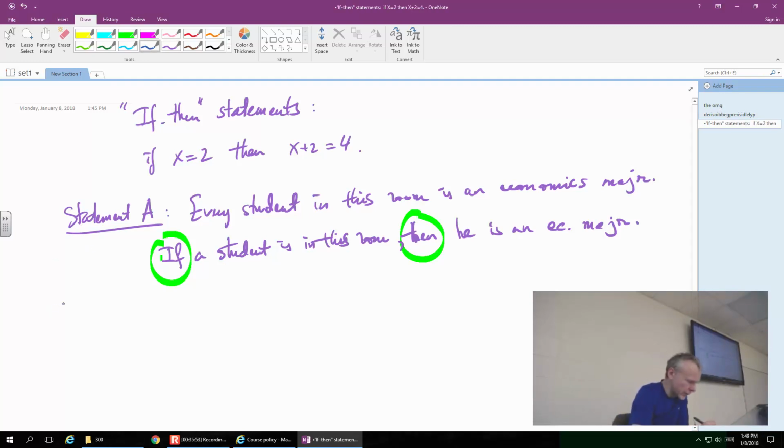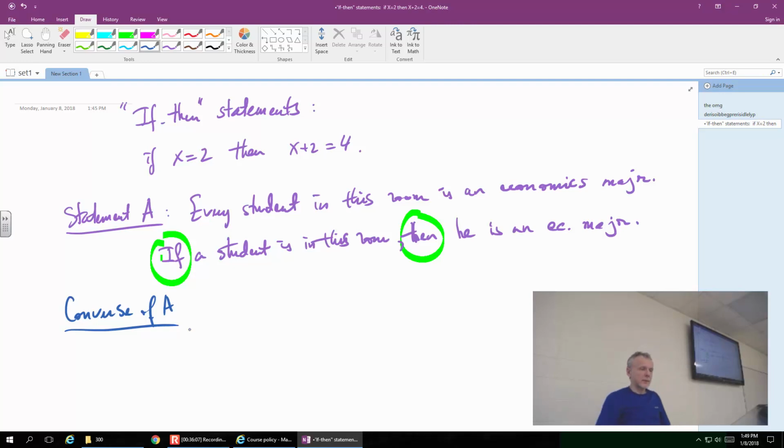The converse, anyone? And remember what converse is? If they're not in this room, they're not an economics major. That's the opposite. The converse is you reverse the arrow from this direction to that direction. If the student is an economics major, then he is in. If the student is not an economics major, he's not. Yes. Okay, we'll talk about that next time. Thank you.